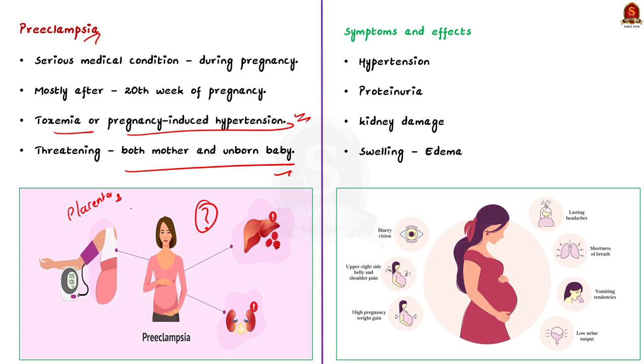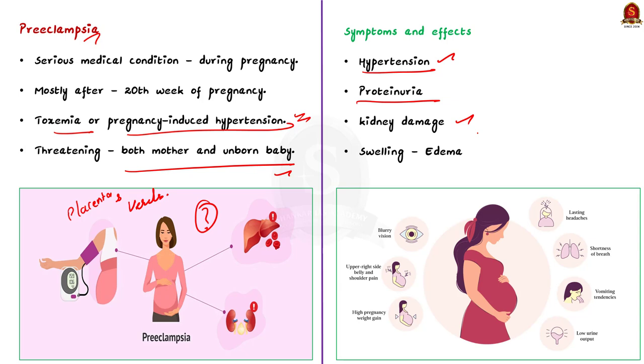Now, we will see the symptoms and the effects of pre-eclampsia. One of the primary indicators of pre-eclampsia is a sudden increase in blood pressure. This high blood pressure condition is called hypertension. Next is that pre-eclampsia often leads to leakage of protein into urine. This condition is called proteinuria. This can be detected using a urine test. Increased protein levels indicate kidney damage, which is a common complication associated with pre-eclampsia.